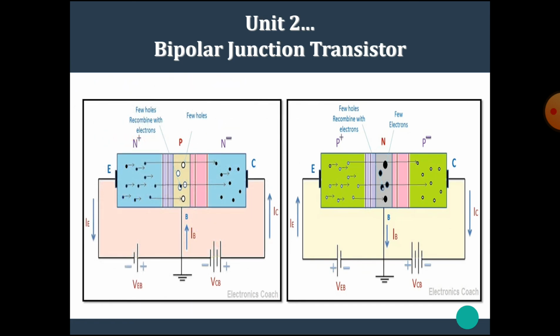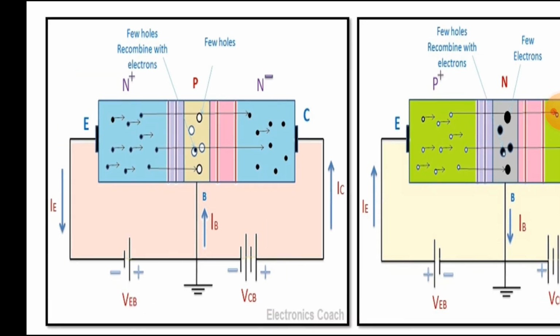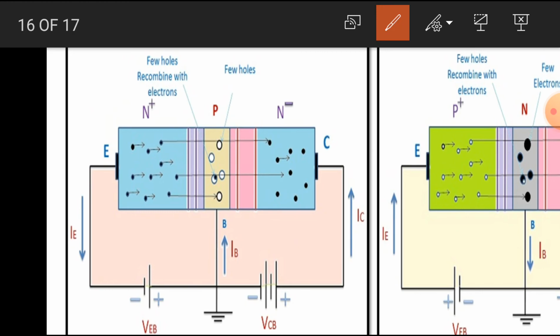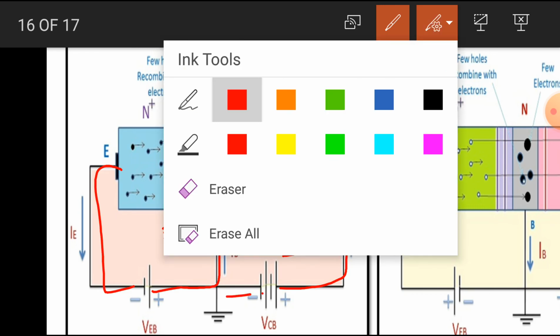I hope you all understand the working of NPN and PNP transistor. Let's see once again the working of the NPN transistor. The base-emitter junction is forward biased and the collector-base junction is reverse biased. Forward bias means N-type material is connected to the negative terminal and P-type material is connected to the positive terminal. While in this junction, N-type material is connected to the positive terminal and P-type material is connected to the negative terminal to make it reverse biased.